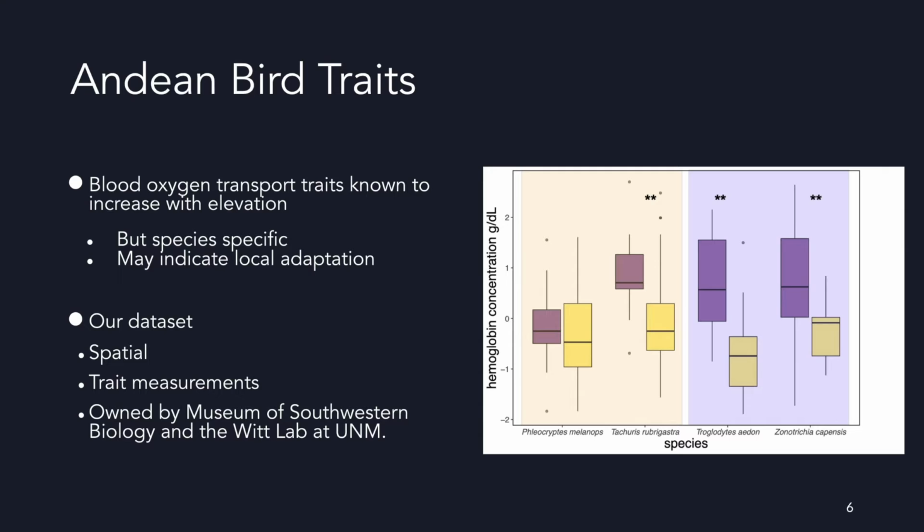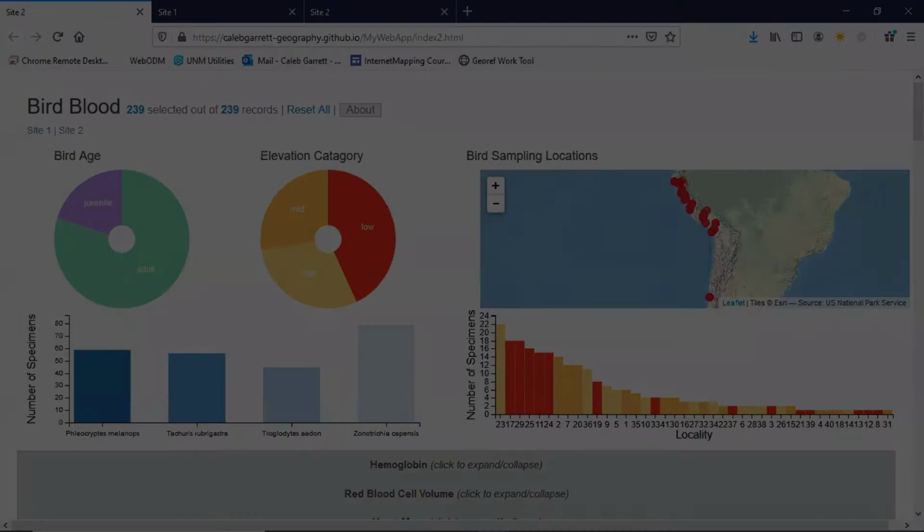To ground truth the utility of interactive maps for this type of data, we've taken a subset of data from the natural history collection at the Museum of Southwestern Biology in conjunction with the Witt Lab at the University of New Mexico. We're looking at 4 species that are distributed in the Andes across a wide swath of elevation, and looking at how their blood oxygen transport traits change with elevation. In general, they tend to increase, but these increases may be species specific and may indicate local adaptation. So we're exploring that in an interactive map context.